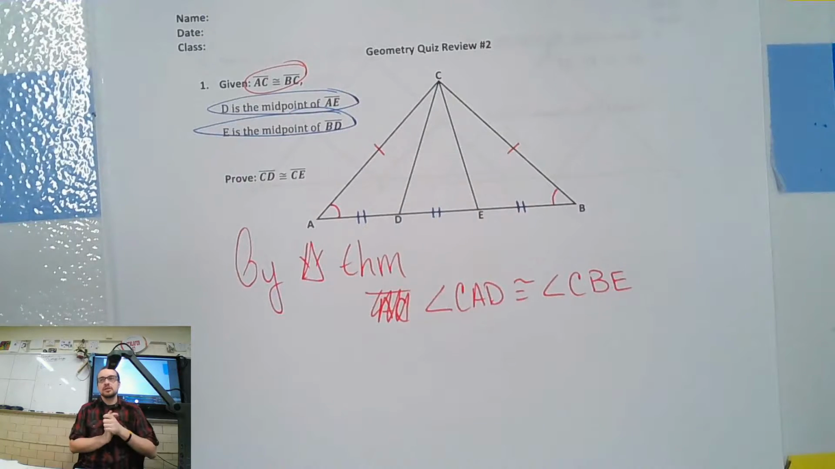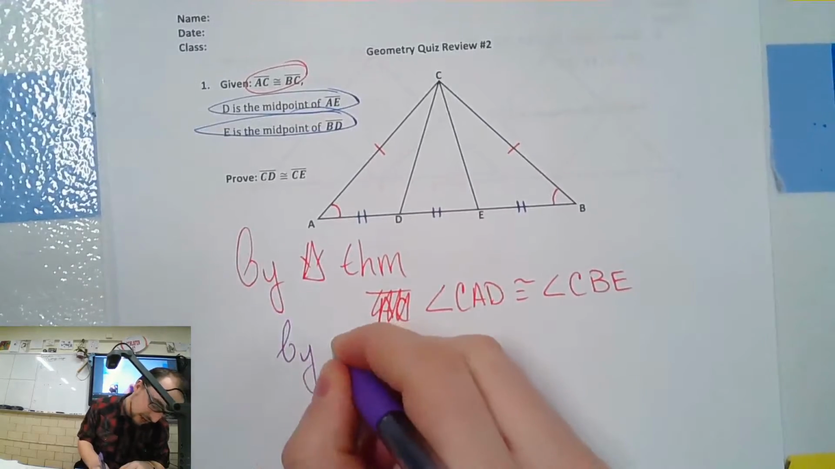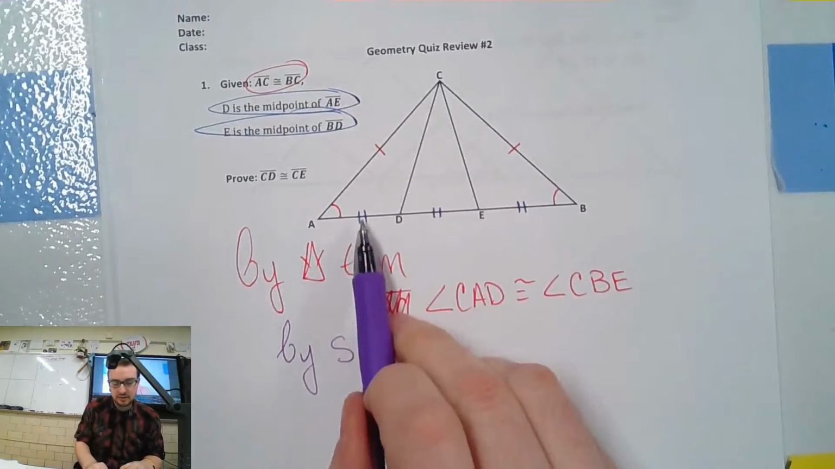What do you see? Someone other than Zayden, only because I want to make sure everybody gets a chance to try and look for things. What do you see? SAS, side, angle, side. Side, angle, side between the two triangles, so we can prove that they are congruent. So we're going to say by side, angle, side. Does everybody see the side, angle, side?